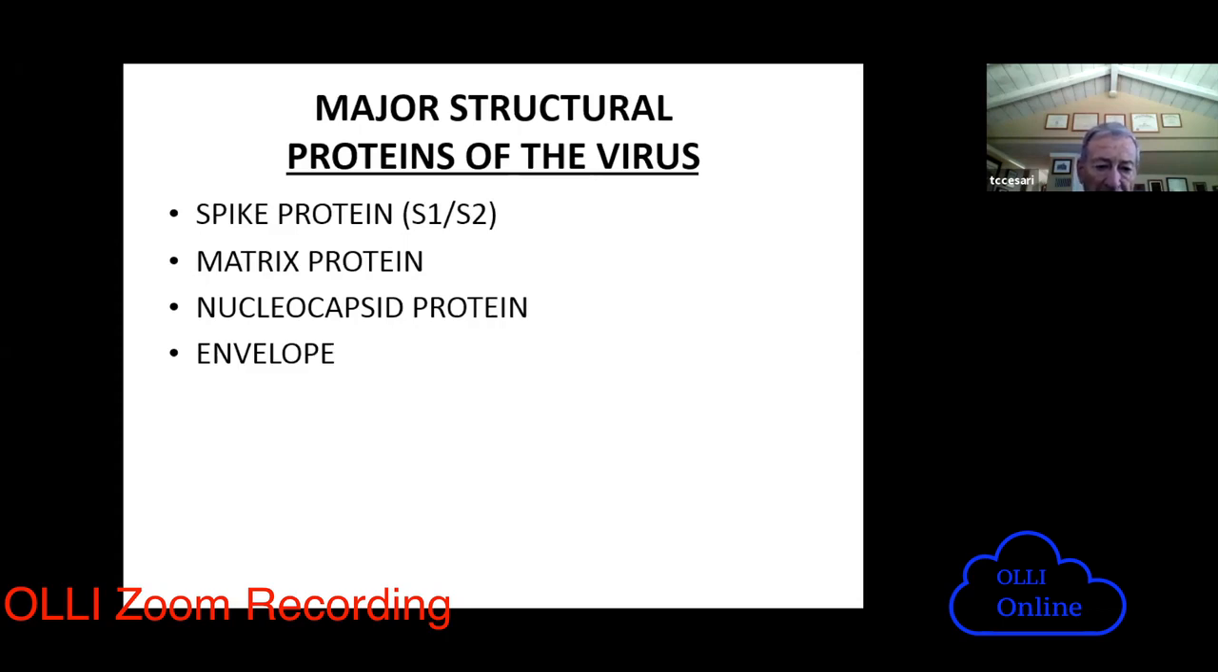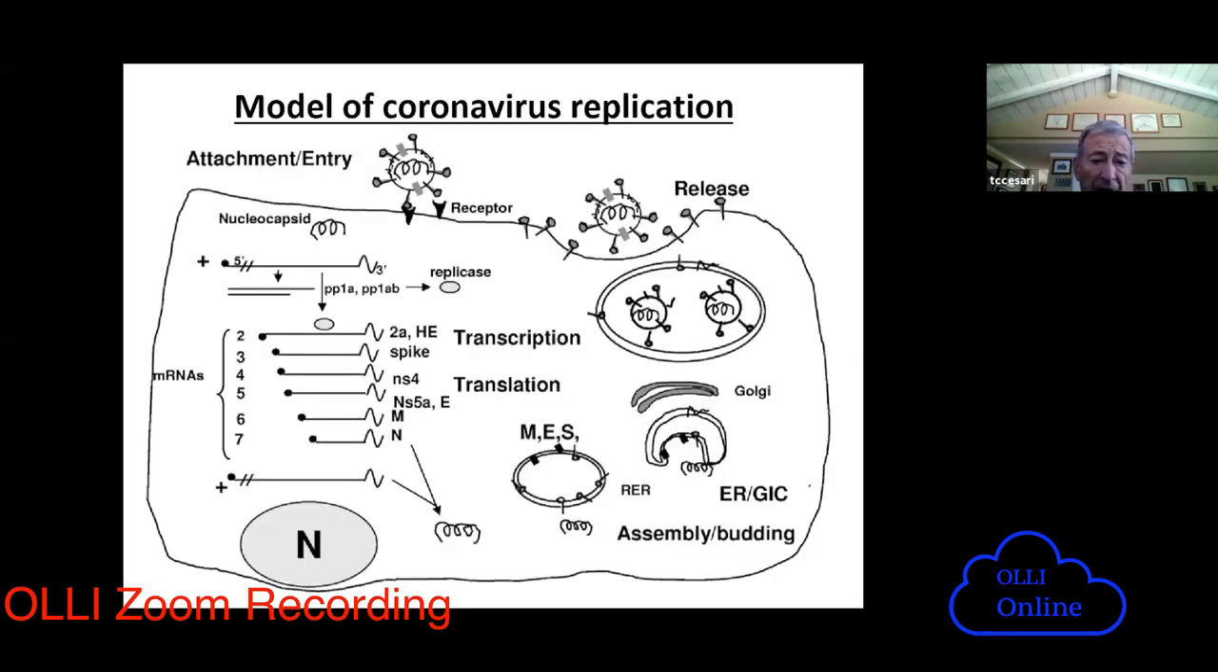The matrix protein is a protein internal to the virus. The nucleocapsid protein surrounds the genetic material, RNA, to protect it, and the envelope is the outer waxy surface of the virus. I told you before about how the virus reproduces itself.